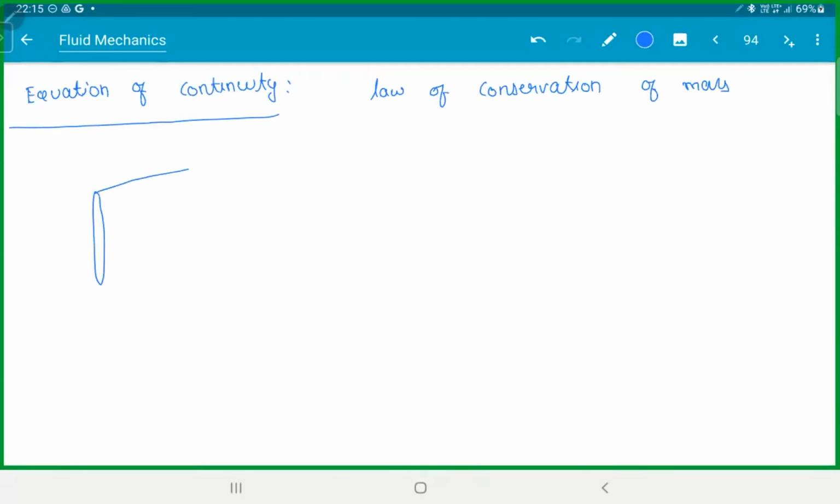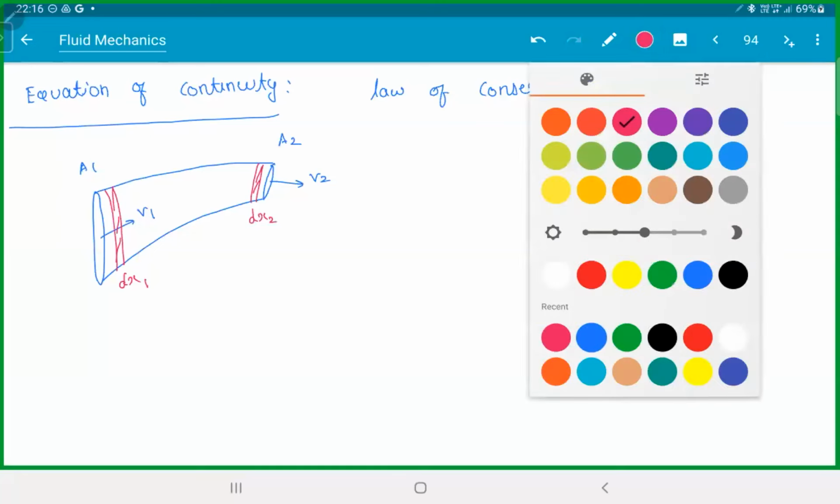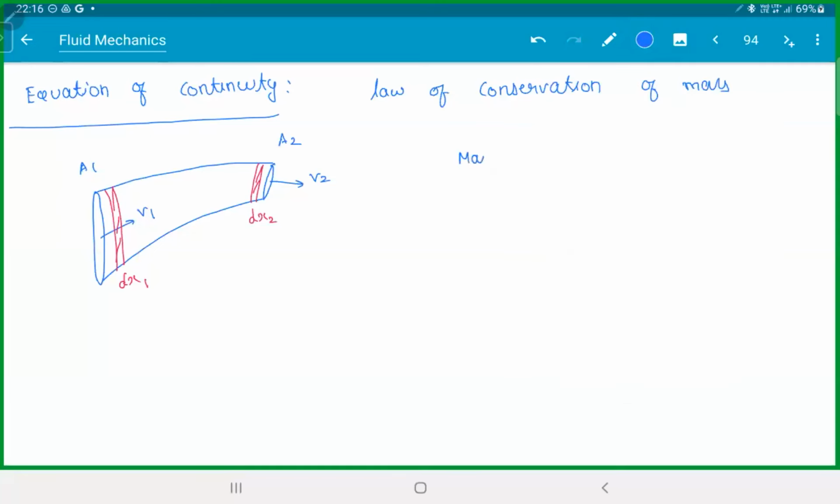So if you have a pipe like this, let's say area is A1, area is A2, you are entering with v1 and coming out with v2. If you take a small cross section here, dx1, and a small cross section here, dx2, mass entering is equal to mass leaving.